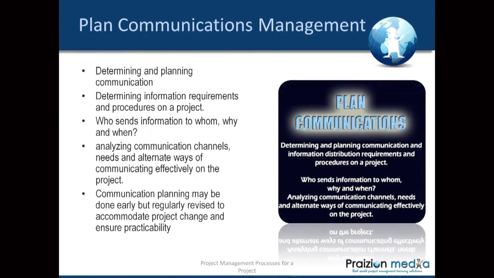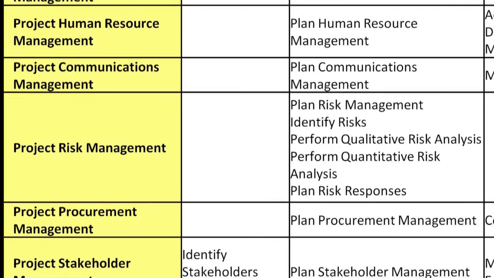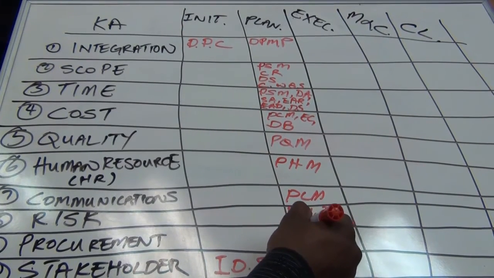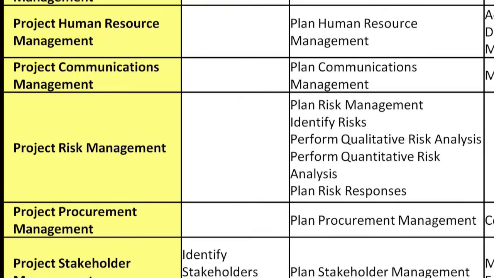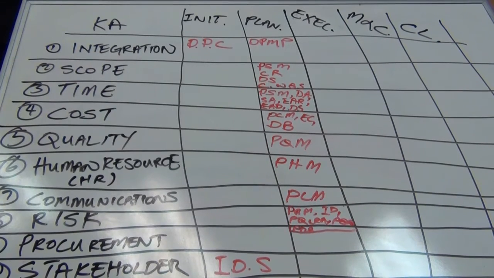Under number 8, risk management, we have quite a number of processes, and I talked about these in more detail earlier, so hopefully you can follow. We have plan risk management. We have identify risks, identifying the risks. We have perform qualitative risk analysis. We have perform quantitative risk analysis. We also have plan risk responses, which I'm going to try to squeeze in, and belongs to that up there. So there's quite a number of things within risk management in planning that needs to be done.